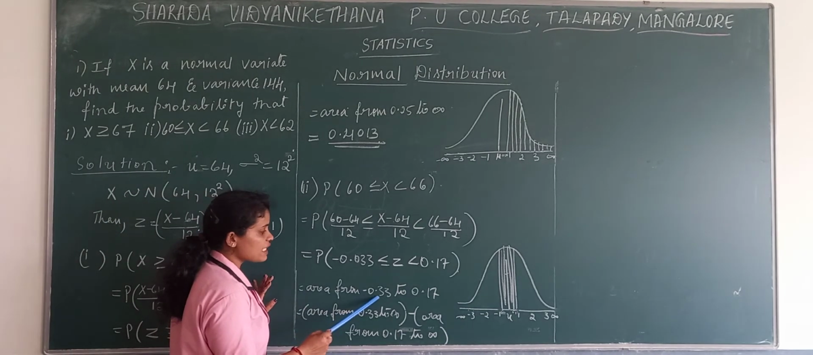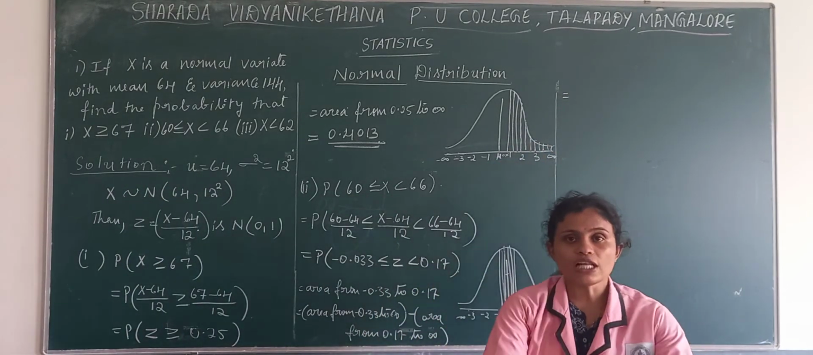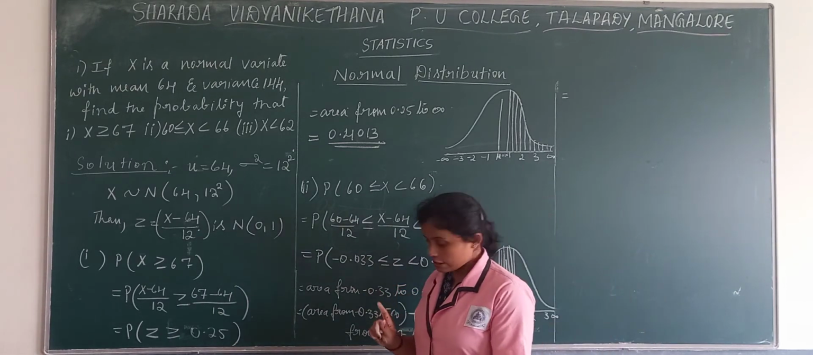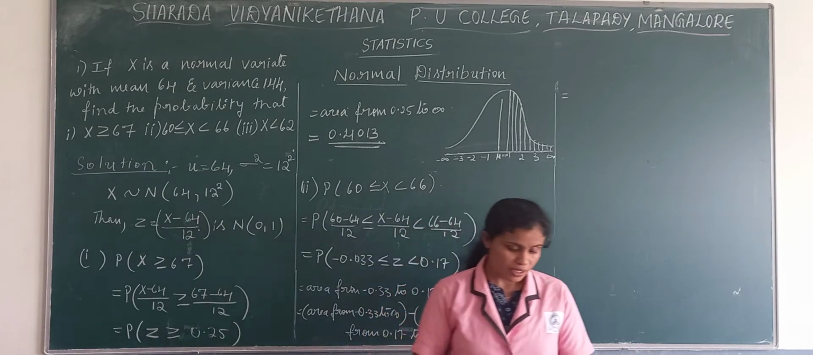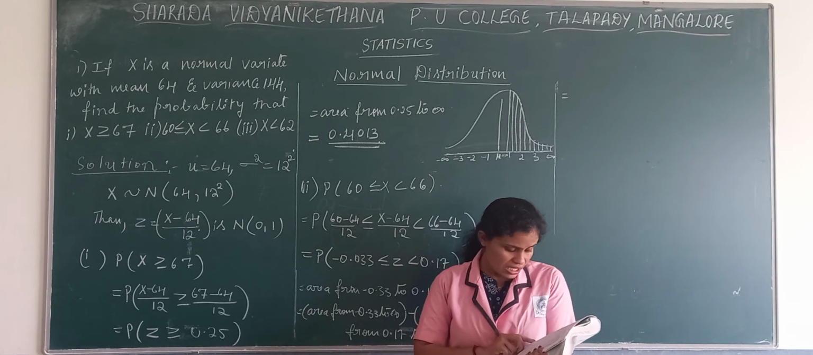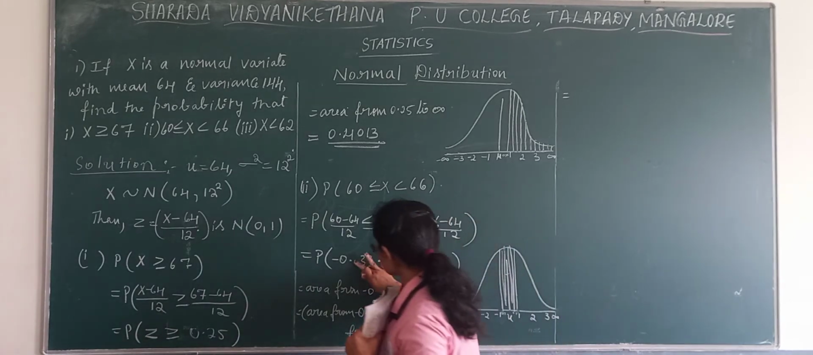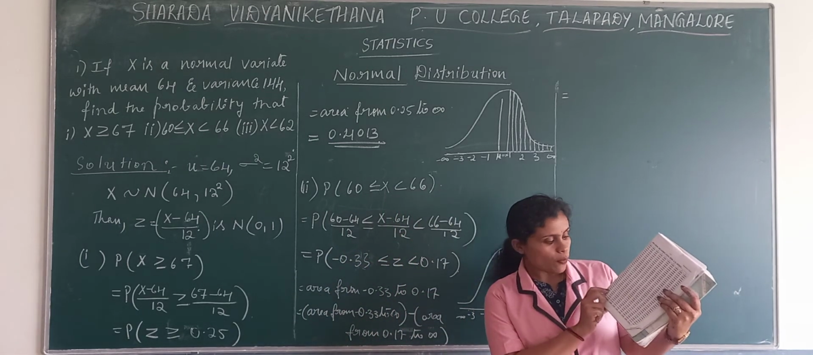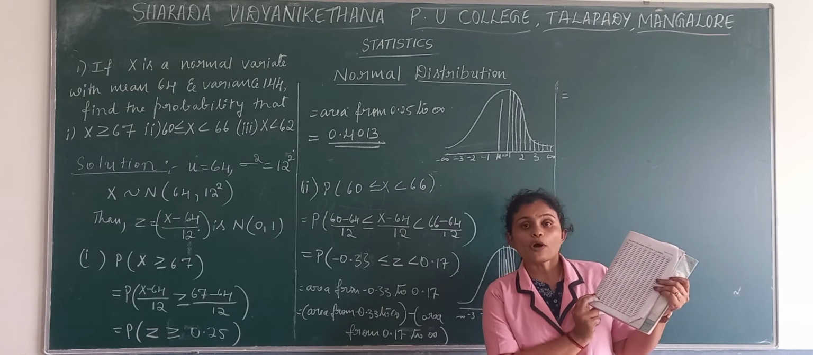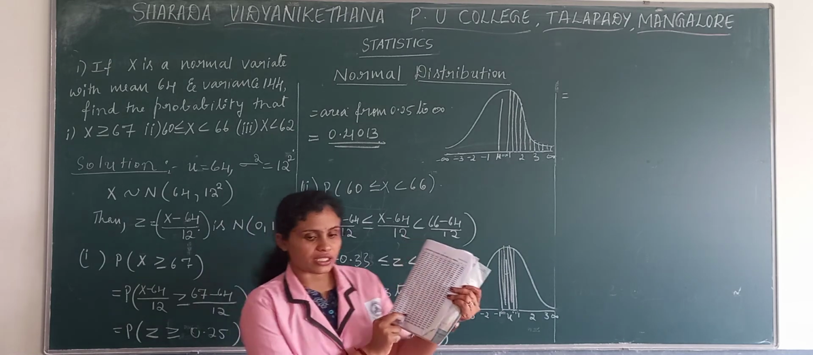Now these two values, 0.33 and 0.17, you have to find out from the statistical table. First is 0.33, that is minus 0.33. So we need to see page number 429. Minus 0.33. Here 0.3 is there. From 0.3, the row by 0.3, column I see there, third column. That is 0.6293.